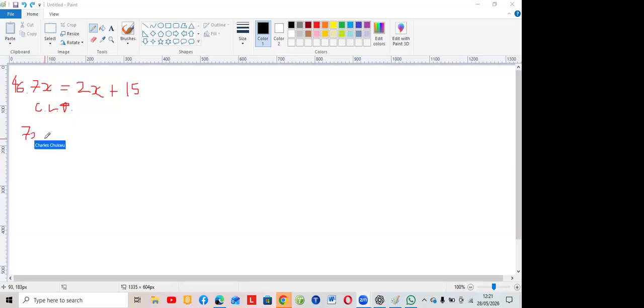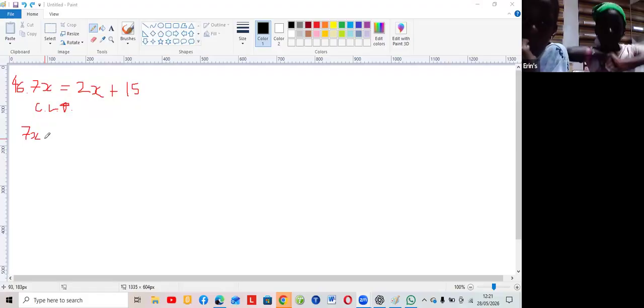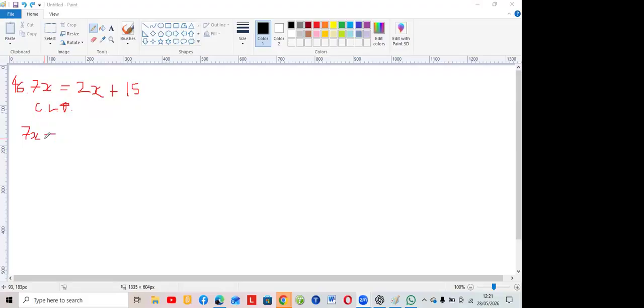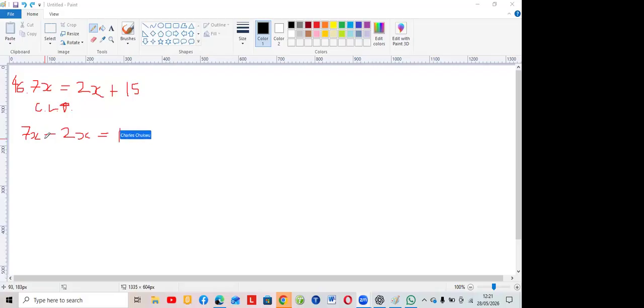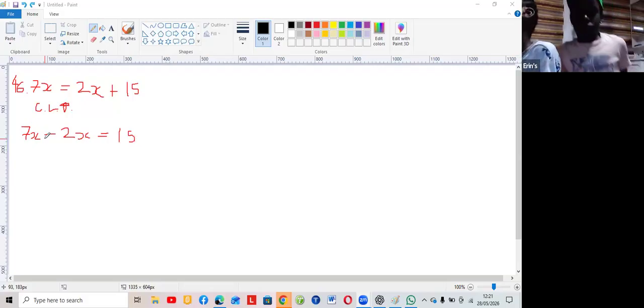So that would be 7x. What next? Minus. Thank you. Because when it was on the other side, it was actually plus, isn't it? Equals 15, right? So 7x minus 2x is what? 5x. 5x equals 15. Answer simple.